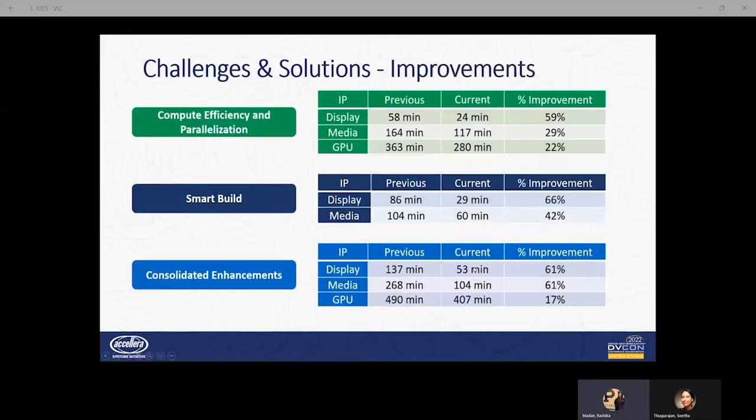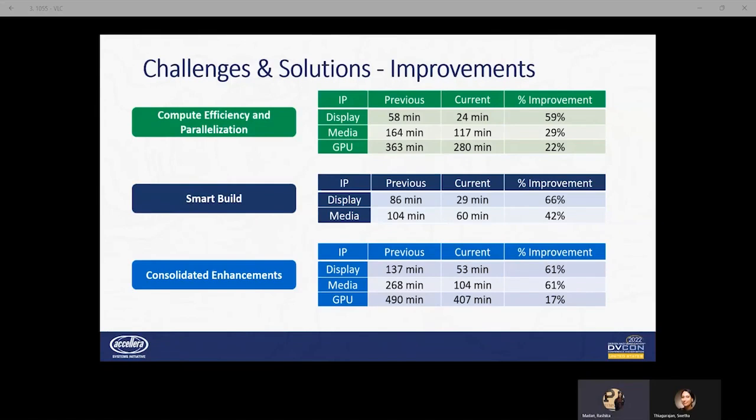To discuss improvements, here we show each of our solutions resulted in significant turnaround time improvements. Implementing temp feature and parallelizing the QA improved display turnaround time by 59%. Something to note here is that media and GPU IPs clearly have more opportunities for additional parallelization in the future.